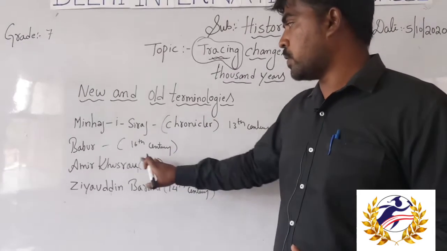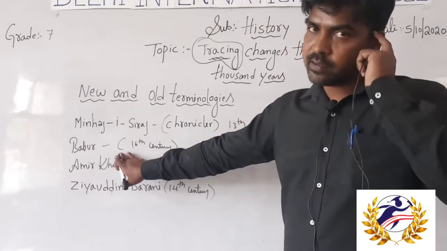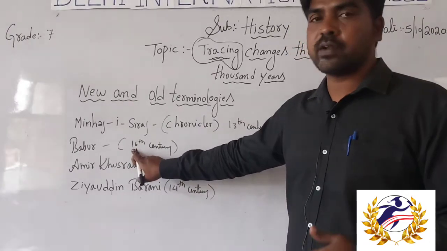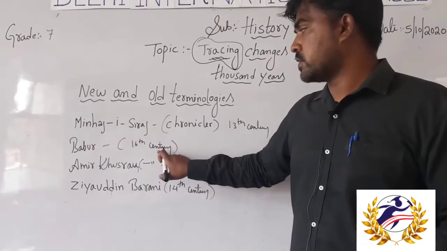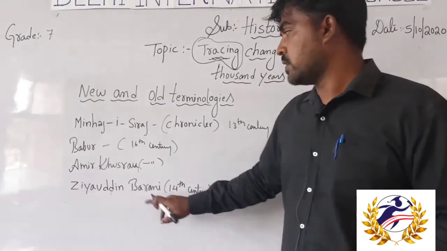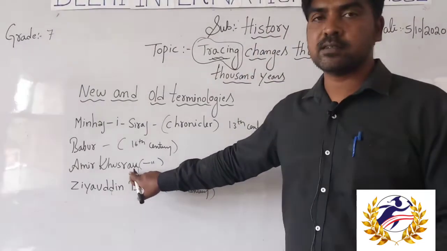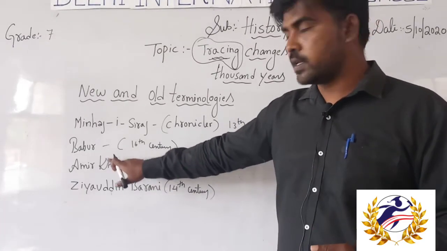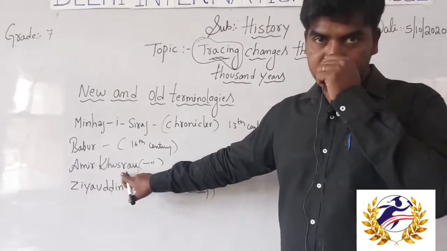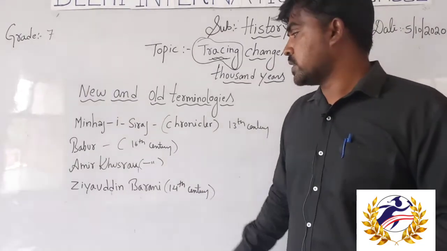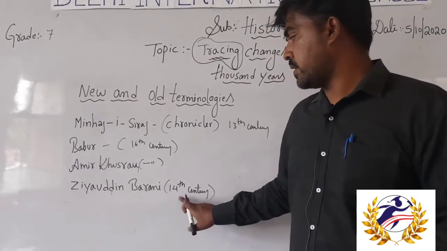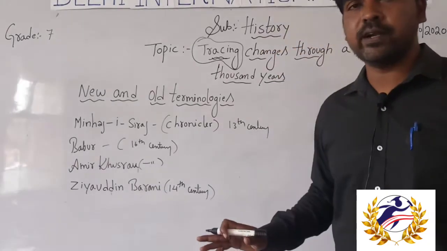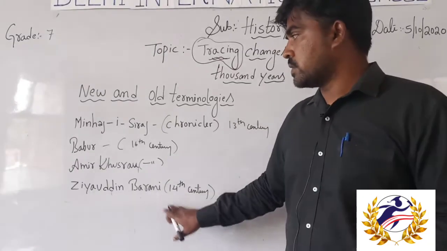And Babur, he was the person who founded the Mughal dynasty. He also recorded Indian history in the 16th century. And Amir Khusro, he was a poet in the court during the medieval period. He also recorded about Indian history in the Persian language. And Ziauddin Barani in the 14th century, he also observed and recorded Indian history in the Persian language.